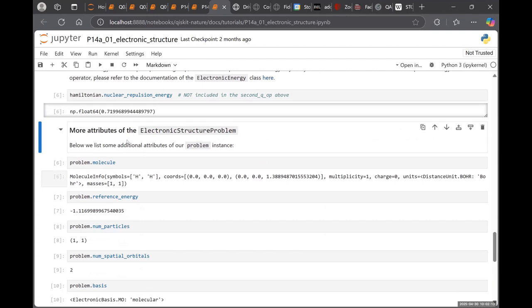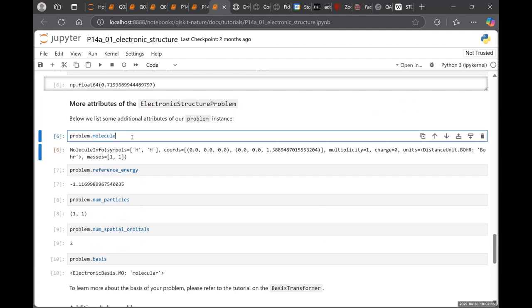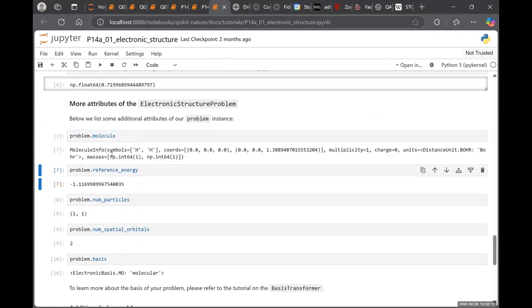Okay, it shows the additional information. Molecule, symbol H H, coordinates, multiplicity 1, charge 0. I think this probably represents spin 0, so multiplicity is 1. The unit, I thought it's angstrom. Okay, mass.